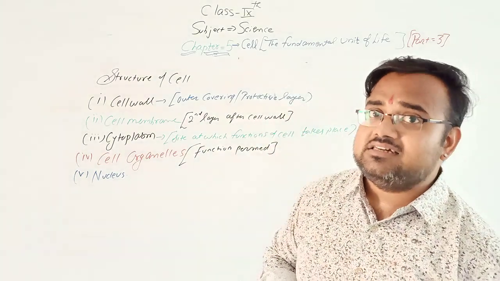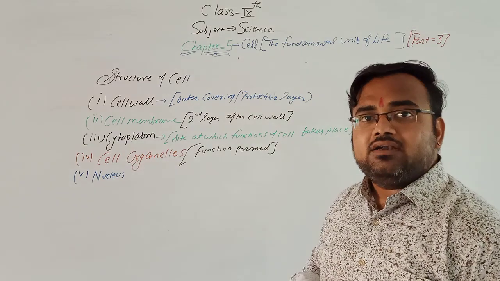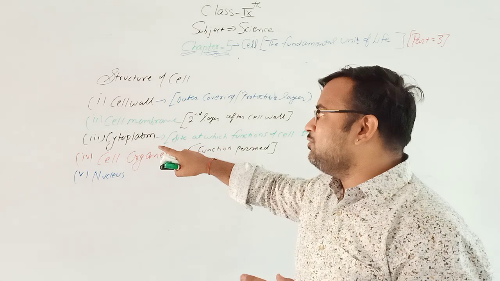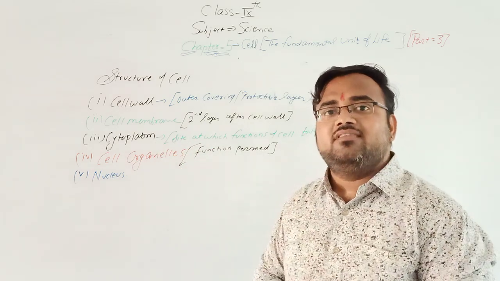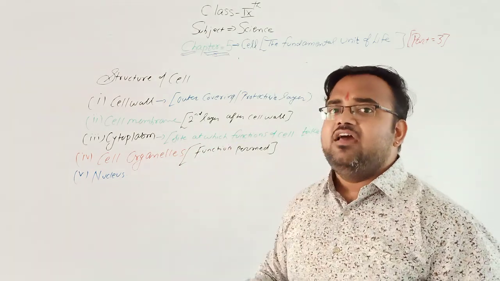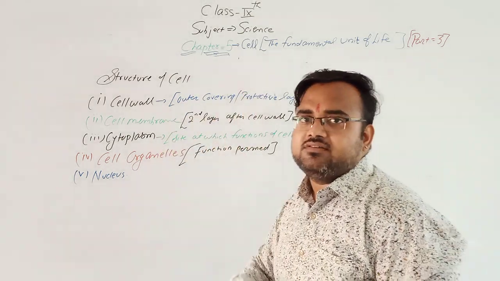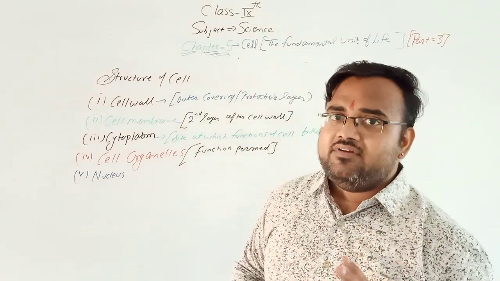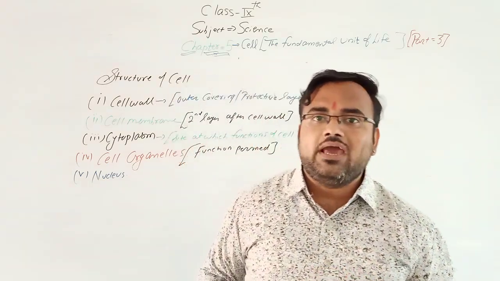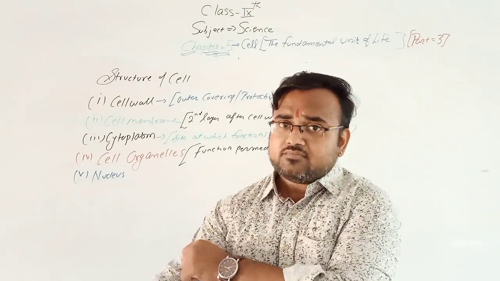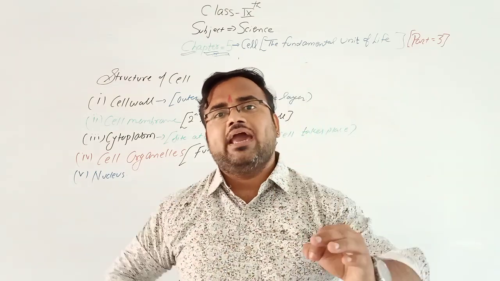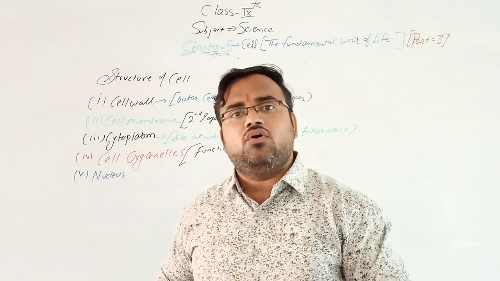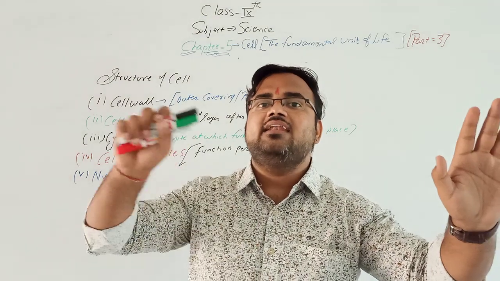Now in the next lecture we are going to see the details of all the structures: cell wall, cell membrane, cytoplasm, cell organelles, and nucleus, each part with their structures and functions. I hope you have understood what we have learned today. Today we have done the difference between prokaryotic and eukaryotic cell. We have seen the structures of the prokaryotic cell, that is the bacterial cell, and of the eukaryotic cell, that is the plant cell and animal cell.